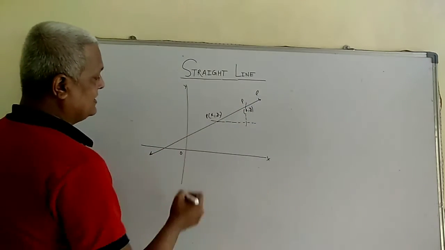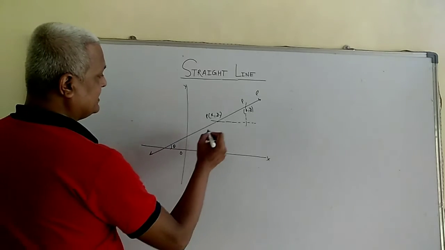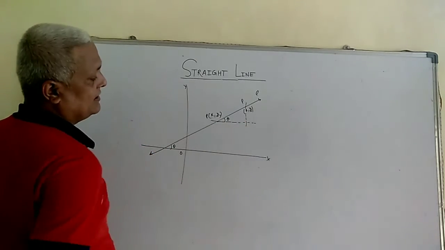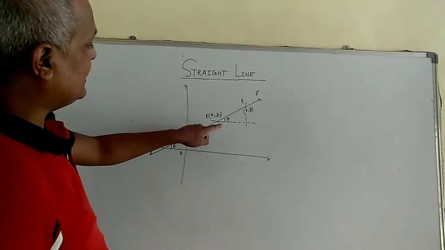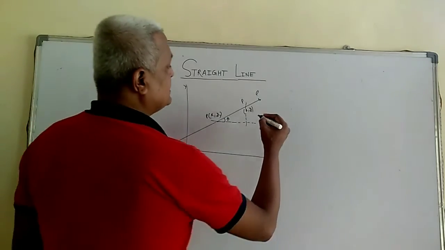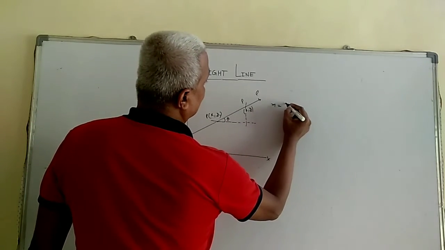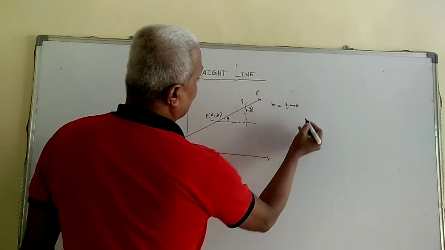it goes like this. So if this line makes angle theta, this is your theta. So what do you see? You see that this line makes angle theta. It means the slope of this line will be m equal to tan theta.